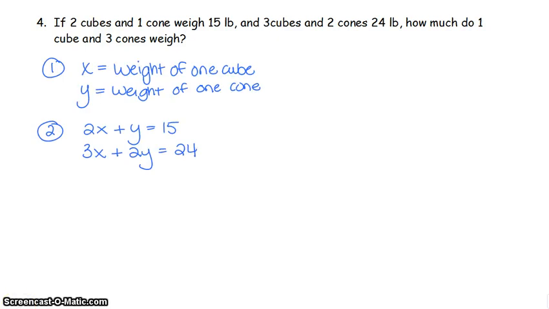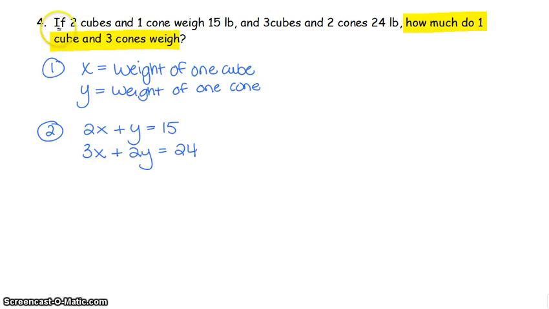As you read through it, what we were trying to solve for is how much one cube and one cone weigh. So I've got to find the weight of a single cone and a single cube. In this case, I used x and y because cube and cone both start with c, and you don't want to use the same variable. You've got to use two different variables for two different things. So we've got the weight of one cube being x and the weight of one cone being y.